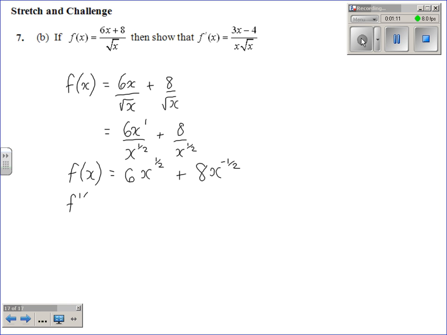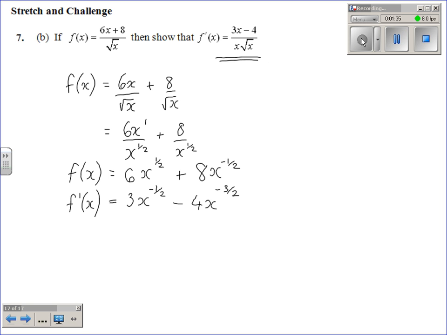Okay, so we're now going to differentiate. So when you differentiate, remember you decrease the powers. So we've got 6 times a half, which gives us 3. And then you're reducing the power by 1, so you've got negative a half. And then you've got negative a half times 8, so you've got negative 4. And you're decreasing the power by 1, so you've got negative 3 over 2. Okay, so you have differentiated, but we now need to get it to look like the answer.